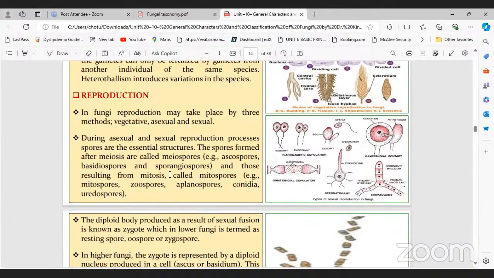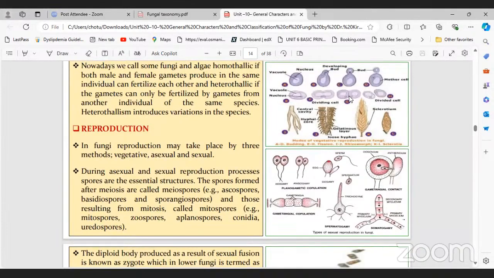Here, in asexual and sexual reproduction, spores are essential. Spores formed after meiosis are called meiospores. This one is the vegetative reproduction mode, and this one is the sexual reproduction mode. What types of spores are there? Ascospore, basidiospore, and sporangiospore. Those resulting from mitosis are called mitospores. Meiosis spores, meiospores. Mitosis spores, mitospores. Examples of mitospores: zoospore, aplanospore, conidia, and urediniospores.